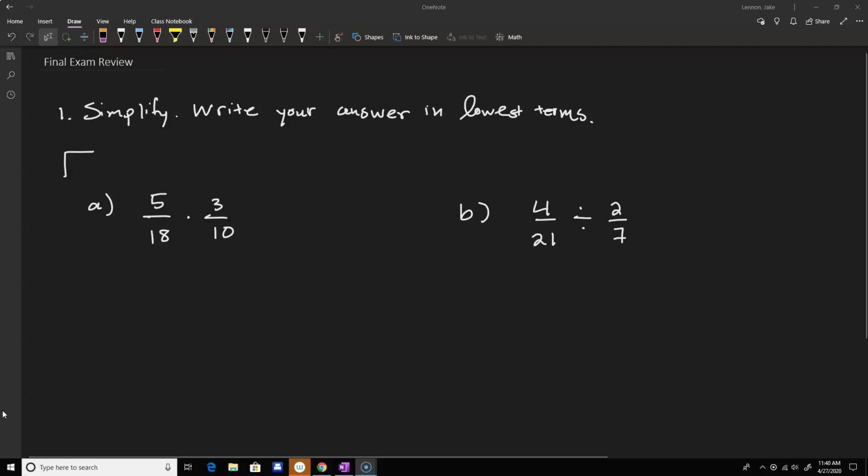So let's go ahead and have a look at the first one. It's multiplication and division of fractions. When you multiply fractions, you just multiply their numerators and multiply the denominators. You can cancel beforehand to kind of make the numbers smaller.